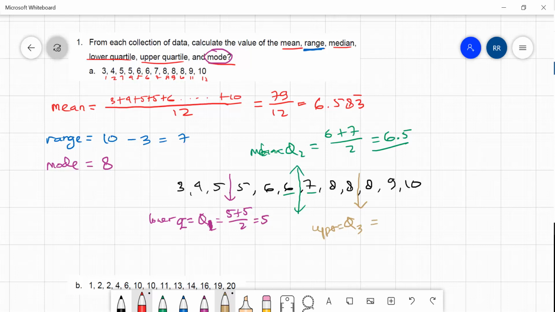Here we don't have any number, right? It's between these two numbers, and you do the same thing as before. It's this 8 and then this 8, divided by 2. So 8 plus 8 divided by 2 happens to be also 8.